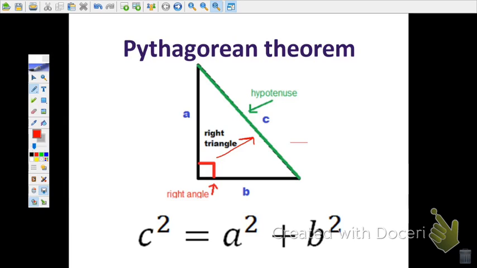The other two sides of that right triangle are called the legs, and it doesn't matter which leg you put in for a and which leg you put in for b. The most important thing, again, is to make sure that you correctly identify that hypotenuse, because that term squared goes by itself on one side of the equation. The two legs squared go on the other side. So this is the theorem we are going to be working with today.